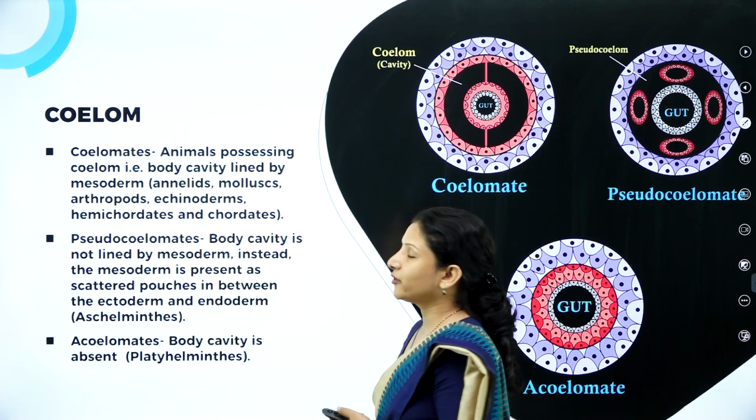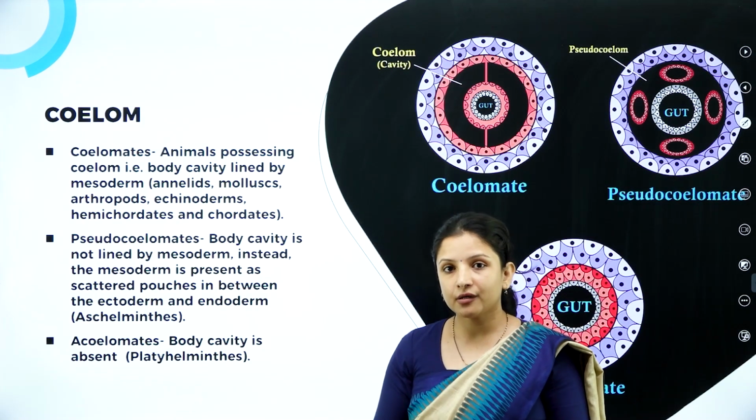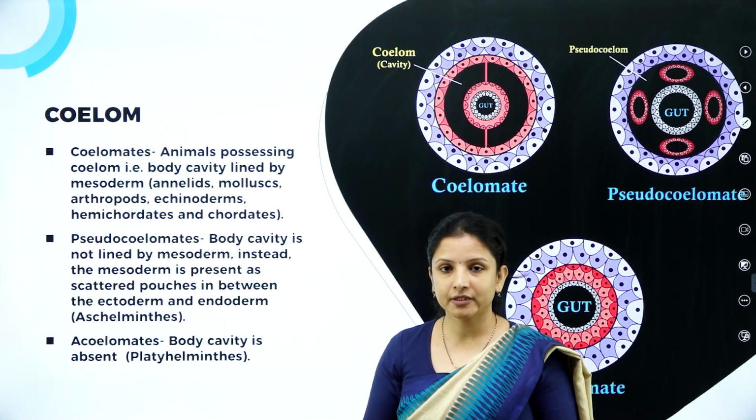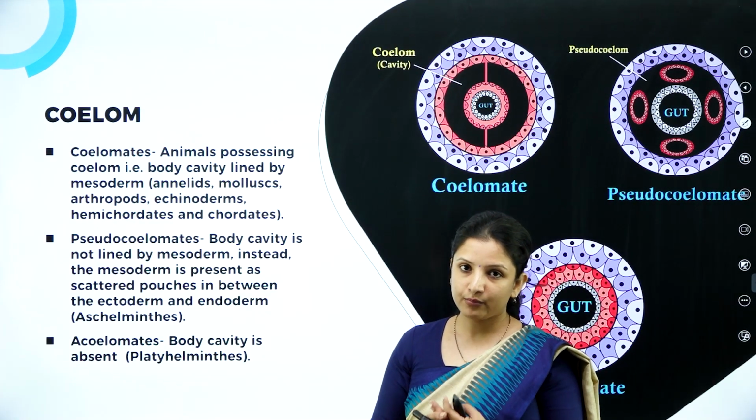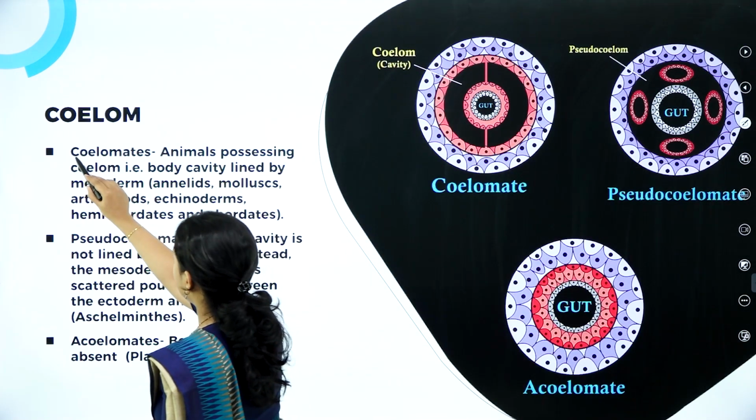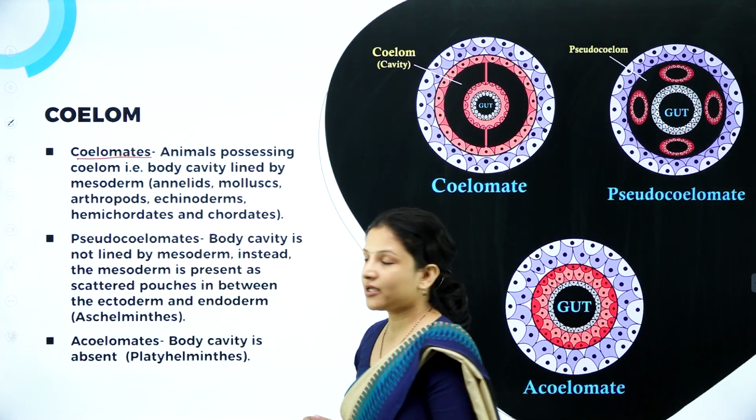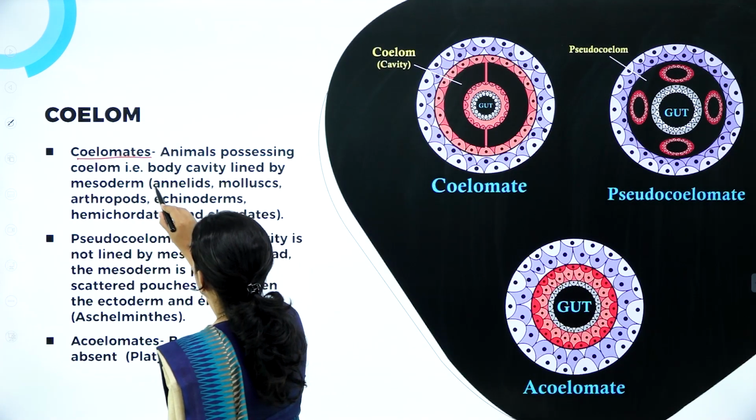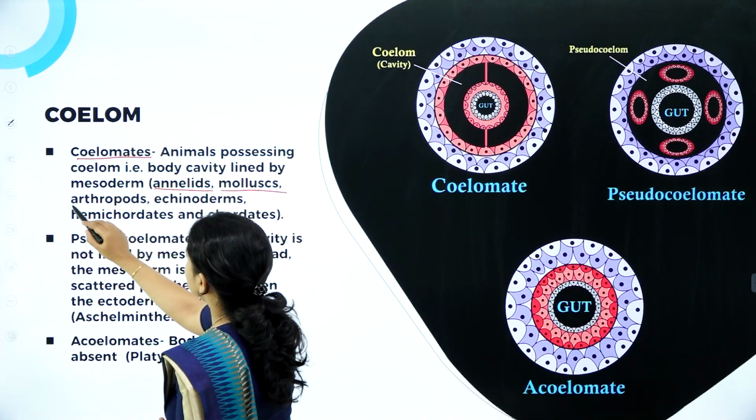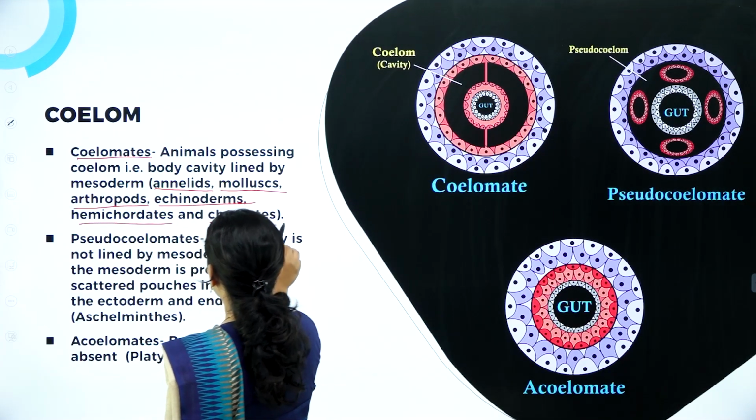So next, talking about the coelom. Coelom is nothing but a body cavity. Whether organisms have a body cavity or do not have a body cavity. If they have a body cavity, they are called coelomates. Some of the animals that have a body cavity are annelids, mollusks and arthropods, as well as echinoderms, hemichordates and chordates.